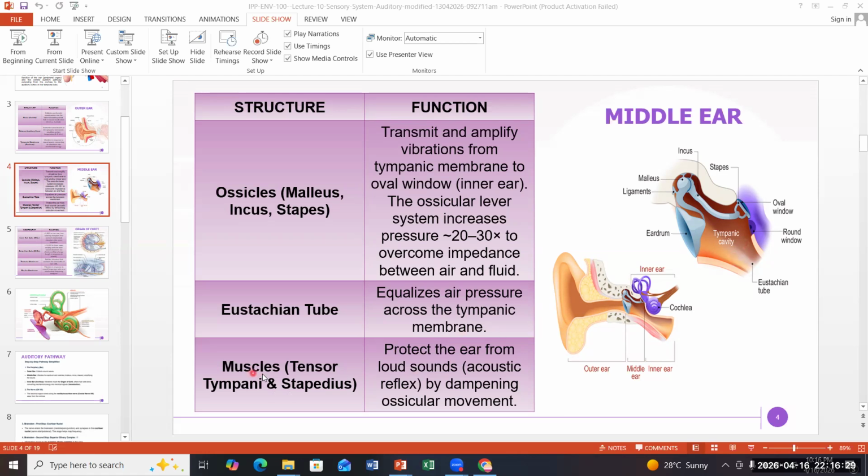Then the next one: there are certain muscles, and the names of these muscles are tensor tympani and stapedius. If you remember their names, it's wonderful, but at least you should know that inside the inner ear there are particular types of muscles that protect the ear from very loud sound by damping the ossicular movement. If the ossicles vibrate very fast, a very loud sound can be produced. This sound dampening effect is done by these particular muscles.